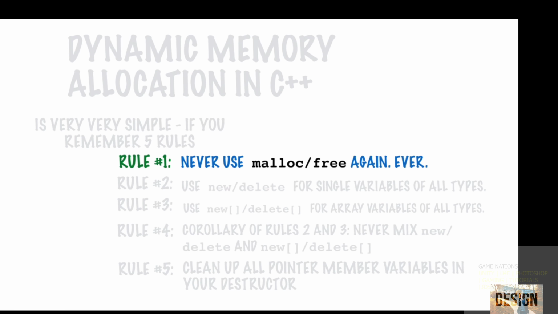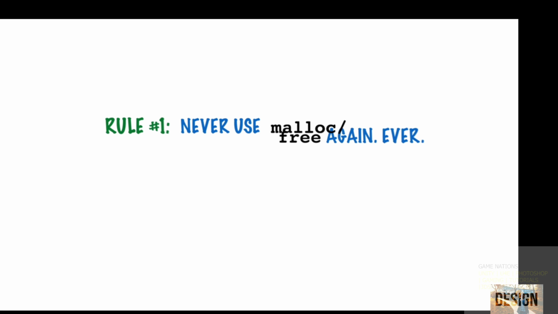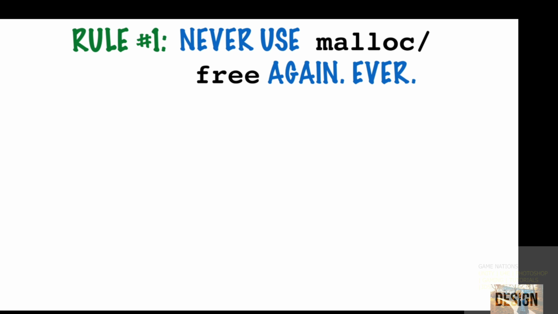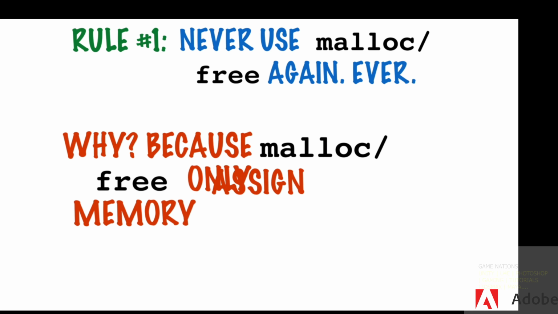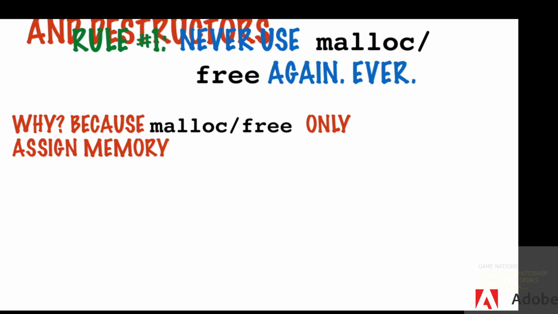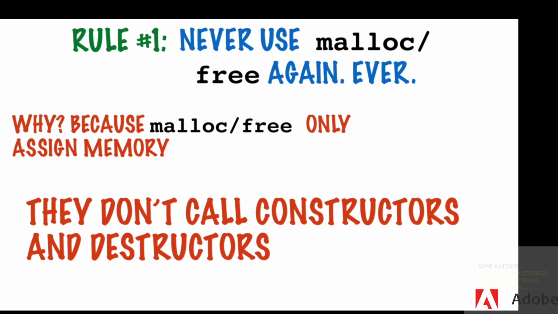Malloc and free work perfectly well in C. However, never ever use them in C++ ever. And why is that? This is because of the nature of memory allocation in C++. Malloc and free only assign memory. They only assign space to store either an integer, float, or any struct that you've defined. C++ requires more than that. C++ has classes. And even the primitive types all have constructors. Malloc and free do not know about constructors because they are a C construct.